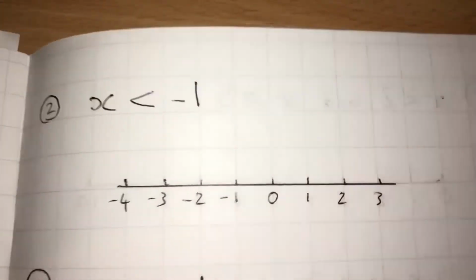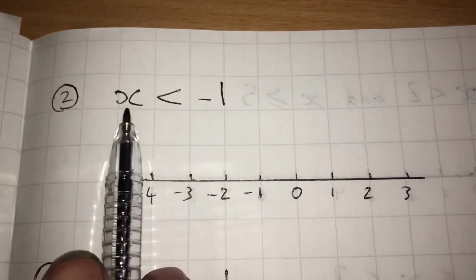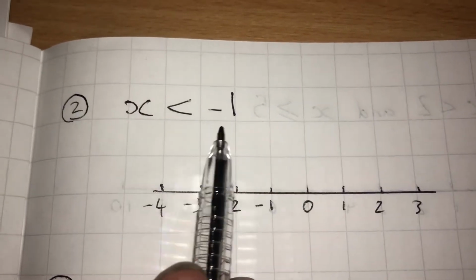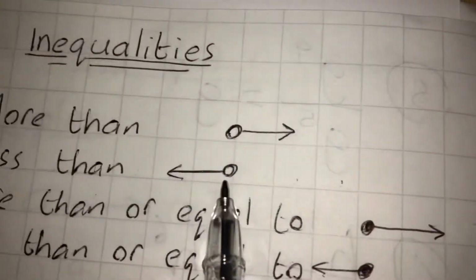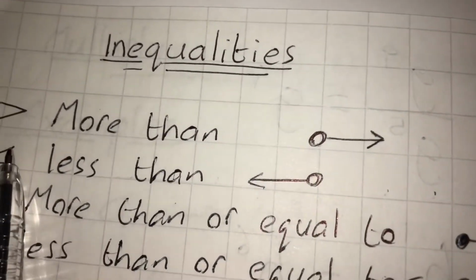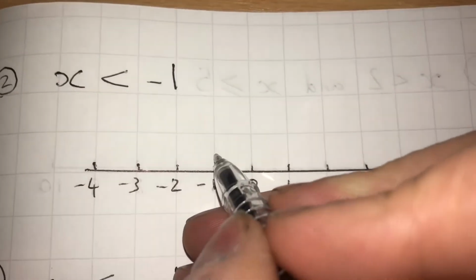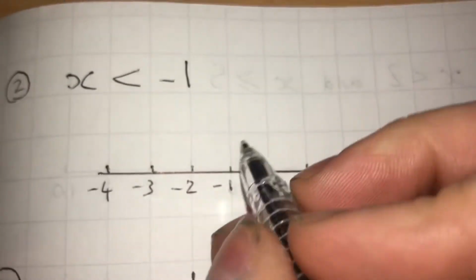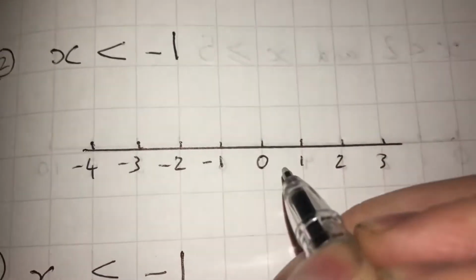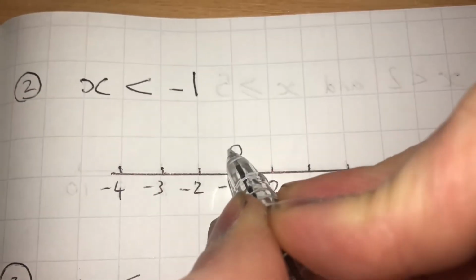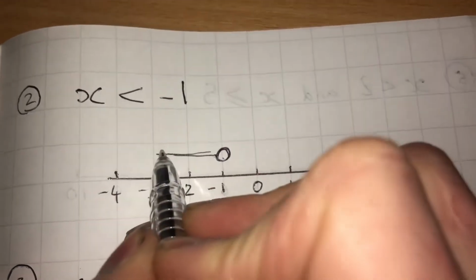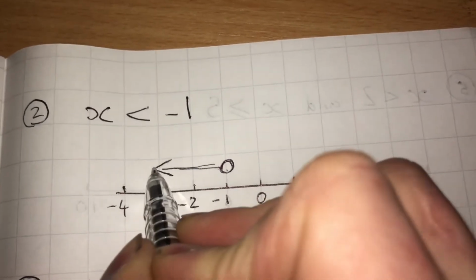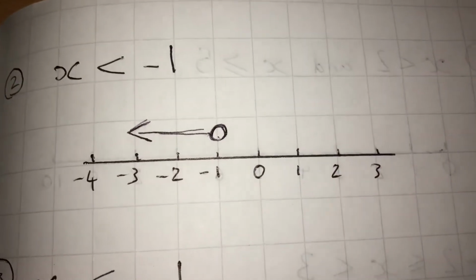The next example is to show x is less than minus 1. So again, it's less than, cannot be equal to it. So again, we're using an open dot. This time, however, the arrow is going to go to the left, indicating that the values are less than. So because it's x is less than minus 1, we find minus 1 on the number line, do an open circle with an arrow going to the left this time, indicating that my values of x can be anything less than minus 1.